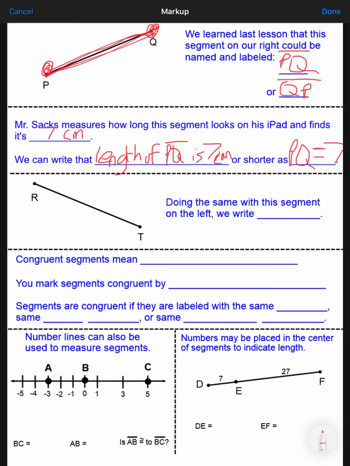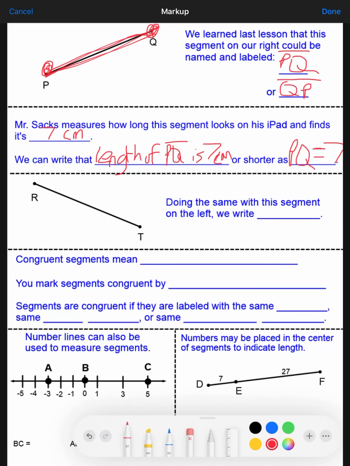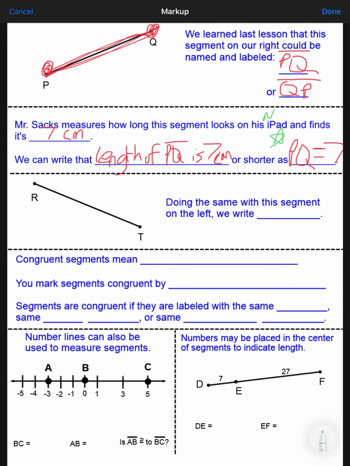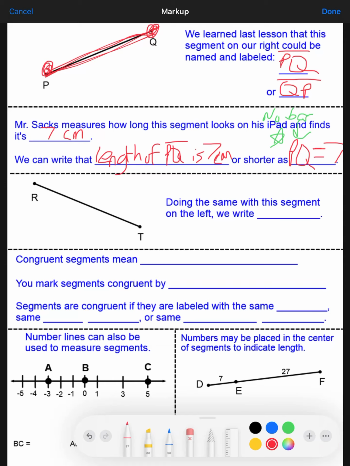When I wrote PQ equals 7, I've written it perfectly correctly. And one of the things that I've done here is notice there is no bar written on that. It is just the PQ without a bar. When you are writing things with a bar, you're indicating it's a segment. When a bar has one arrow, you're indicating it's a ray. Bar and two arrows, you're indicating it's a line. And PQ with no bar indicates you're talking about how long a segment is and what number would be going with it.